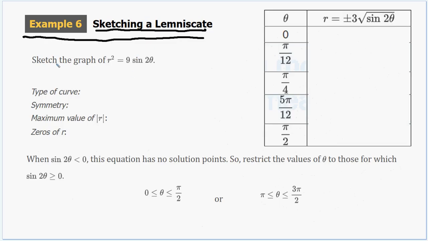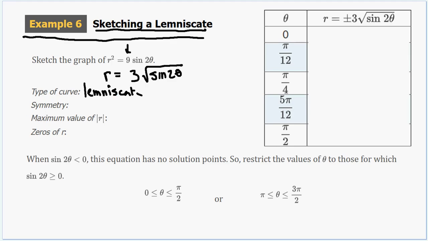All right, sketch the graph of r squared equals 9 sine 2 theta. If I do take the square root of the left side, I would get r. If I take the square root of 9, I'll get 3. And then I'm going to have a root over the sine of 2 theta. So if we fill in this, the type of curve is a lemniscate.